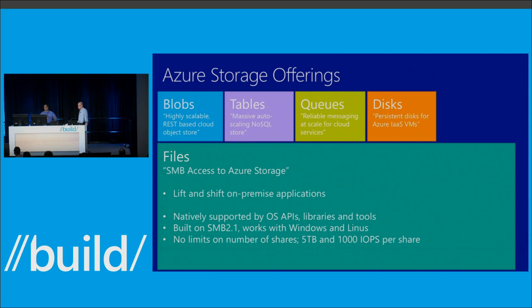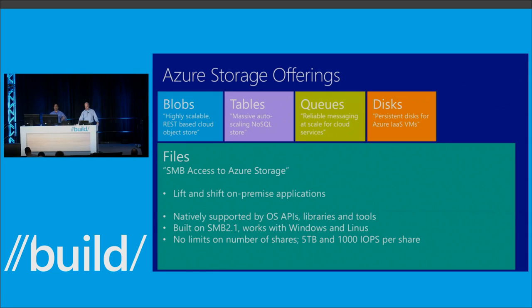It's built on top of SMB 2.1, and there are no limits, again, on the number of shares you can create in an Azure Storage account. Each share can be up to 5 terabytes in size and about 1,000 IOPS per share. So this is really useful if you're bringing legacy code bases onto Azure and you needed a share for configuration, for logging, for data, whatever. So that's something else to consider when you're porting your code.